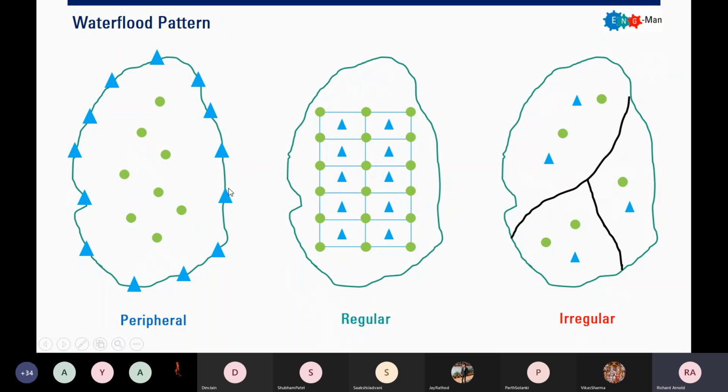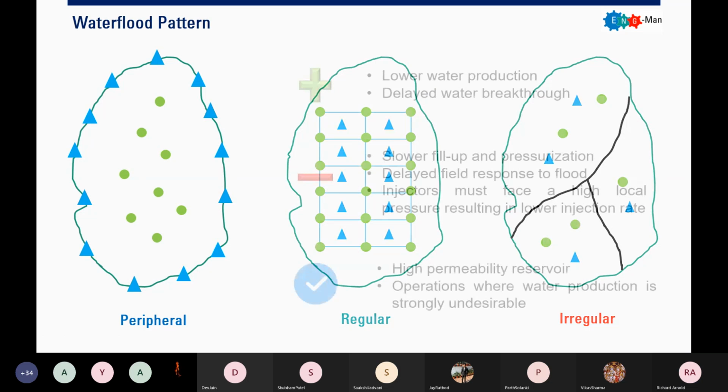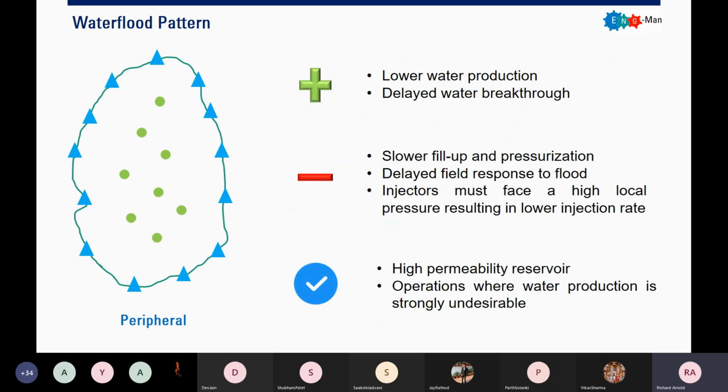It means that you will set your injectors at the periphery of your reservoir. Regular, it means that you will create a lot of pattern regularly. And irregular, it is quite random. It is not governed by any pattern whatsoever. It is irregular. And first, we will talk about peripheral water injection or peripheral water flood. This is the setup for the peripheral water flood.